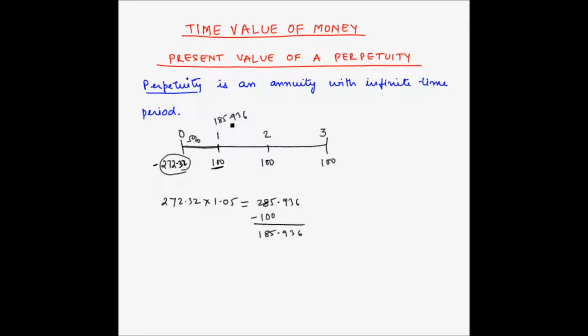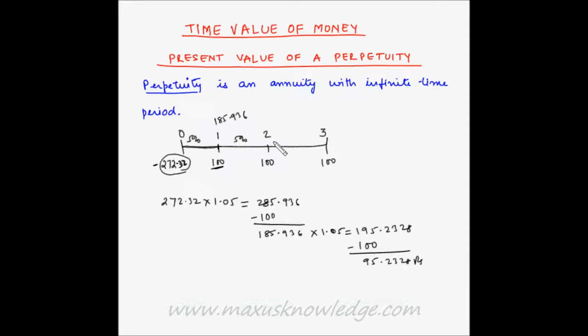So basically at the end of first year, the bank has 185.936 rupees. Now this again will get a 5% interest. So this multiplied by 1.05 is equal to 195.2328. So at the end of second year, the bank now has 195.2328 rupees. From this again, they are going to give 100 rupees to you back. So minus 100. So now the bank has 95.2328 rupees.